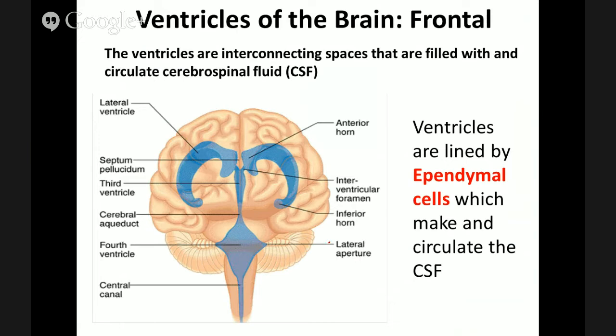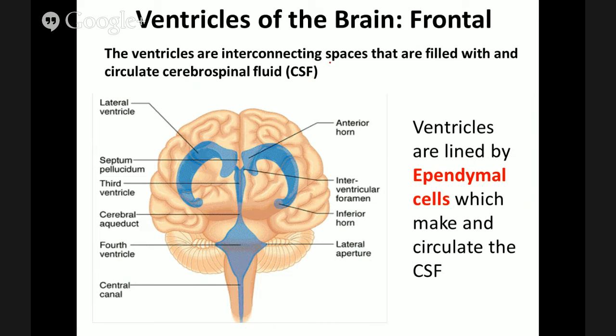So here's a picture of the brain, and we're looking anterior to posterior. So the front of the brain is here, and the back will be back here. And here's the left and the right sides. So let's take a look at these blue structures. So these are your ventricles.